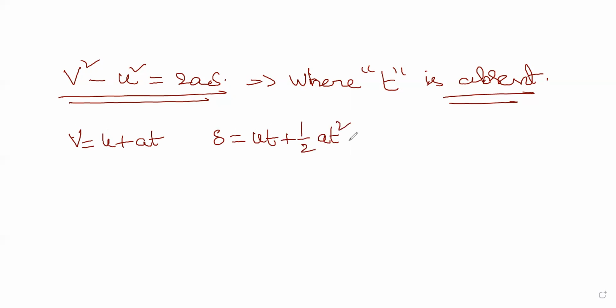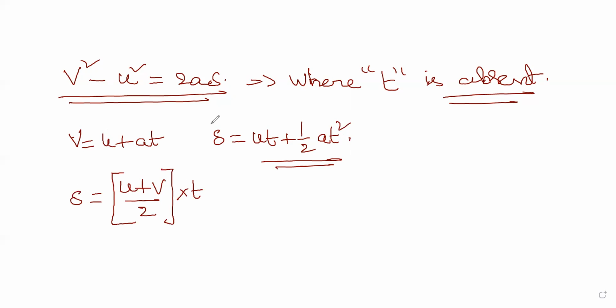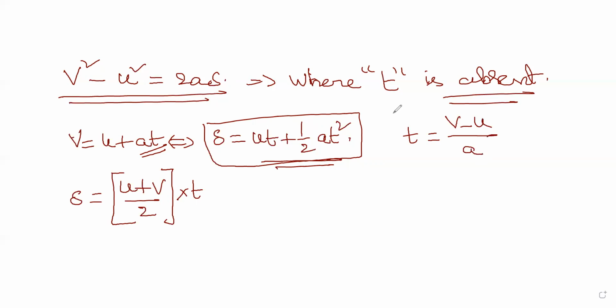You can couple any two equations. This is one equation. Another equation I told you is s is equal to (u plus v)/2 into t. This is faster. If you do like this, you can use even this to get this. You couple these two equations, you get this. So the only thing you have to do is eliminate the time here. So time can be eliminated. t can be written as (v minus u)/a. So this is time here. Either you substitute time here or you substitute this.